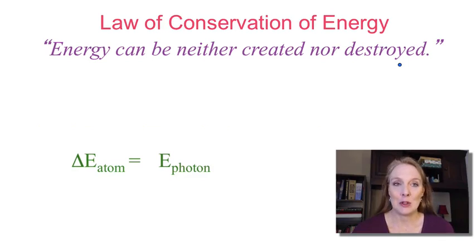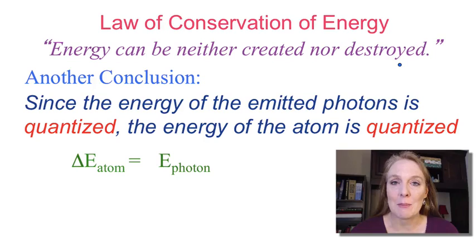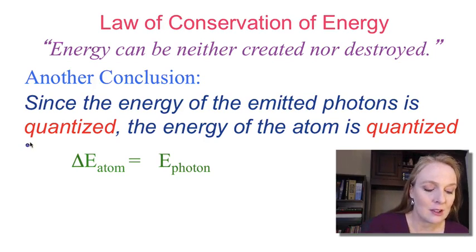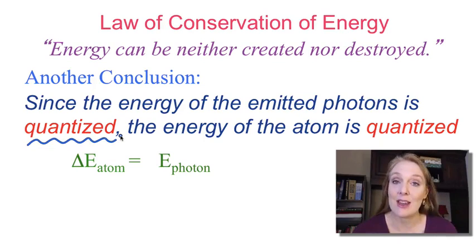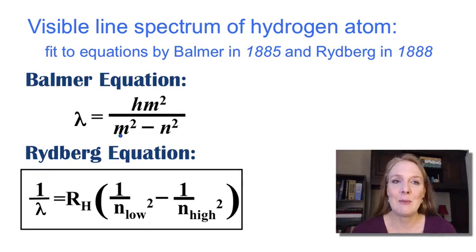A second conclusion is since the energy of the emitted photon is quantized, quantized meaning some things are allowed and some things are not allowed, just like steps allowing us to be only certain distances from the ground, the energy of the atom also must be quantized. In other words, there are some energies within the atom that are allowed, and there are other energies within the atom that are not allowed. If something is quantized, that means some values are allowed and some values are not allowed.